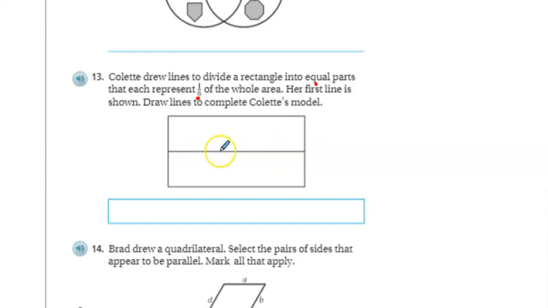So you think to yourself, 6 times, or what times 2 equals 6? So hopefully you're doing division in your head, 6 divided by 2, and that's going to give you 3. So you would need 3 equal parts, 1, 2, 3, 4, 5, 6. Hopefully that's what you got.